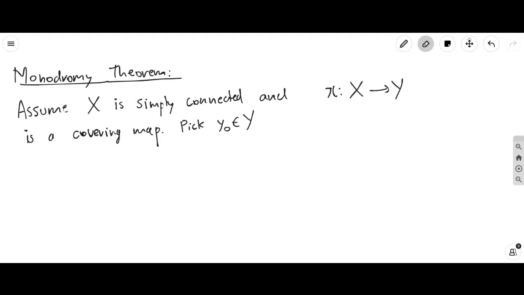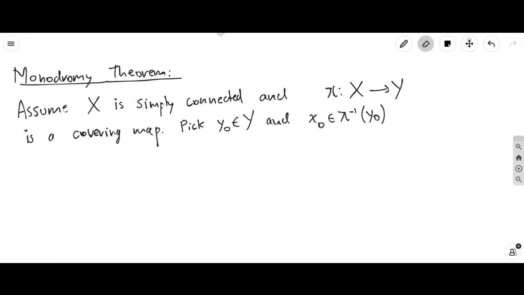So you pick some point, and then you're going to pick something in the fiber over that point. You're going to pick x0 in the fiber. So this is what we call the fiber over y0. This is supposed to represent all of the pre-images of this point. That's supposed to be the collection of all elements in X that get mapped to y0. So you pick any one of them.